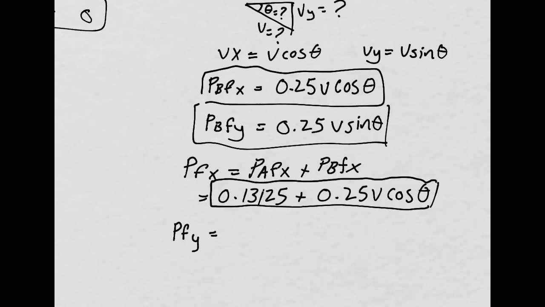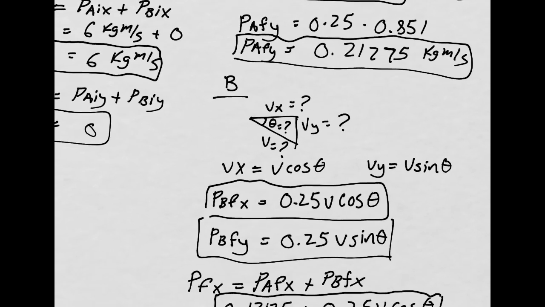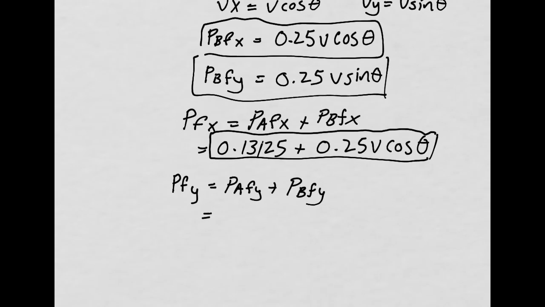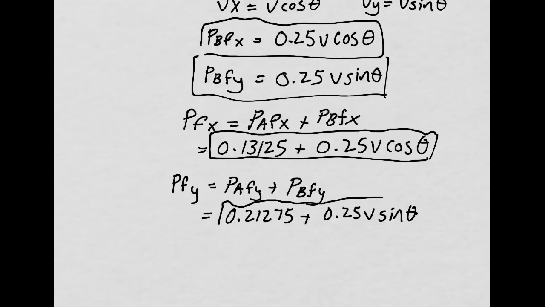PFY is equal to PA final y plus momentum B final y. Momentum A final y is 0.21275 plus PB final y, 0.25 V sine theta. So, in these two equations, we have our unknowns, V and theta. So 2 equations and 2 unknowns is all we need to solve something algebraically.